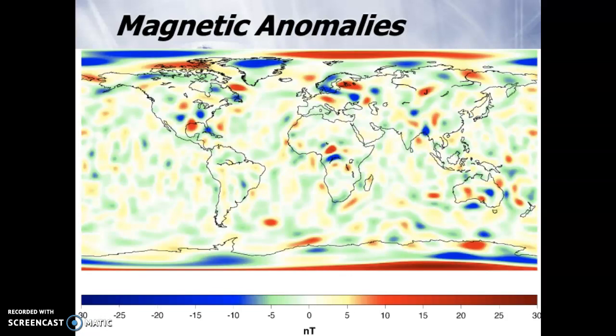The other bits of information we have that I wanted to mention again are the Earth's magnetic field. This is a large-scale magnetic anomaly map of the Earth's surface. The anomalies that you see, the reds and the blues, show you strong positive or negative strength of the Earth's magnetic field, and geophysicists can use that to help interpret what's going on in the crust as well as the mantle and the core.